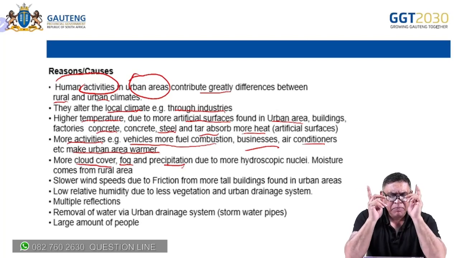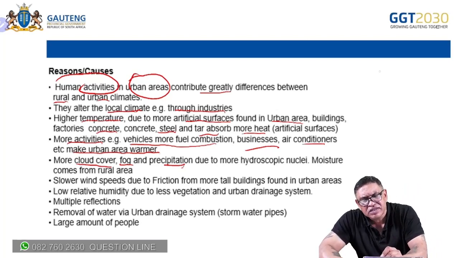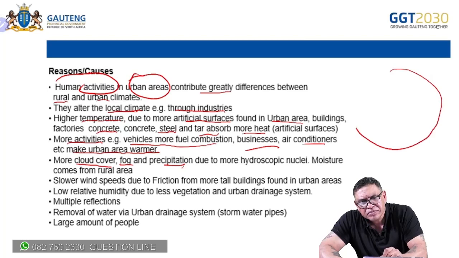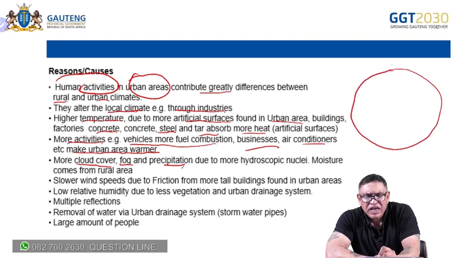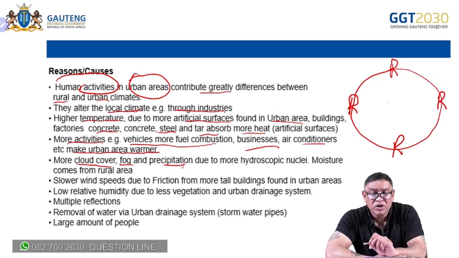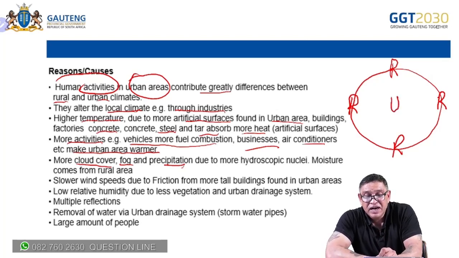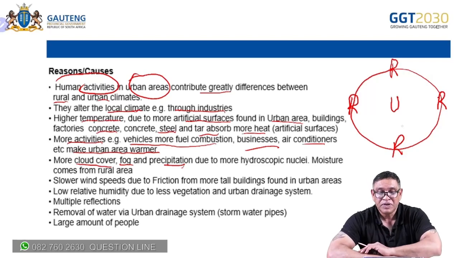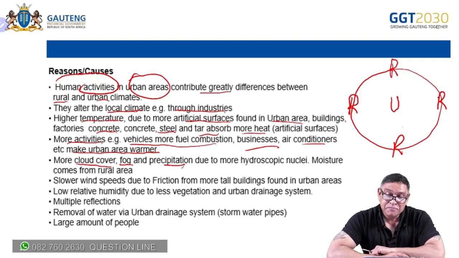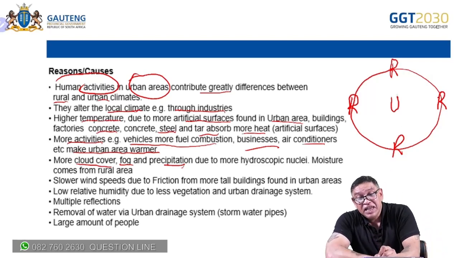Now, what actually happens here, learners, I'm going to draw a little sketch. I'm going to say that is rural. I'm so impressed with my writing. It's not even jumping. I think I'm scared of you, learners. That's the rural area, and this is the urban area here. What did we learn? The urban area is warmer.